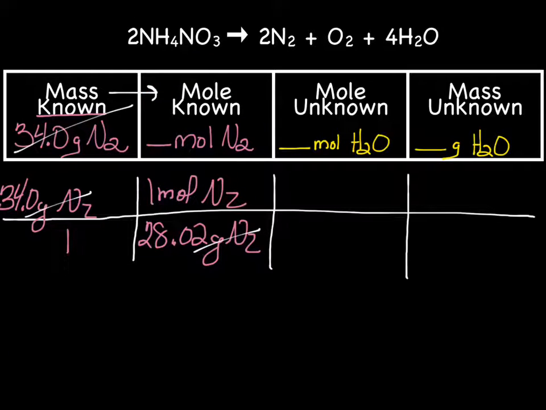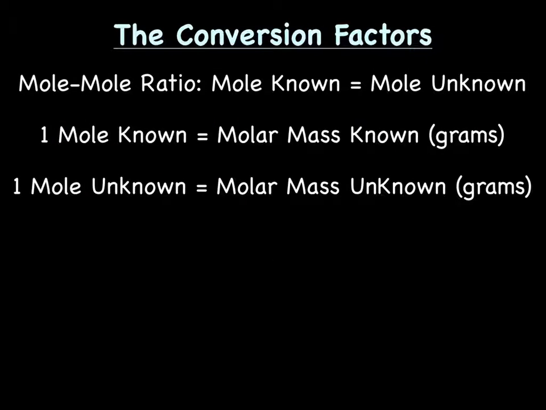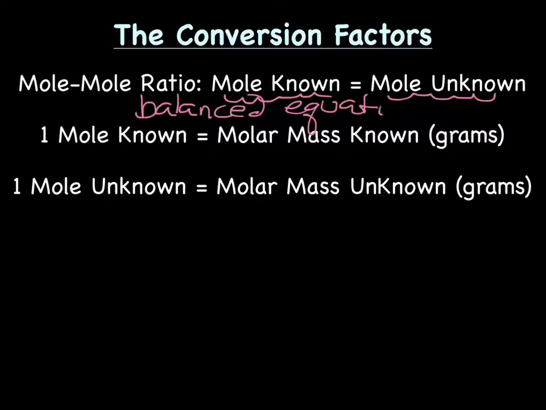So we have now completed the mole known step. So now we've got to go from mole known to mole unknown. How do we do that? Let's check our equalities. Well, this top equality has the words mole known and mole unknown. And remember, that's called the mole-mole ratio, and we get that information from the balanced equation. Okay, so let's do that.